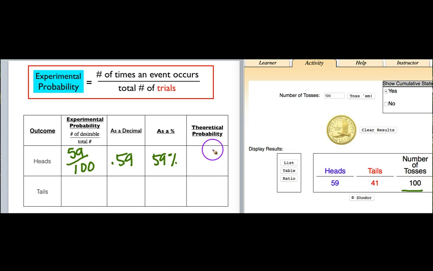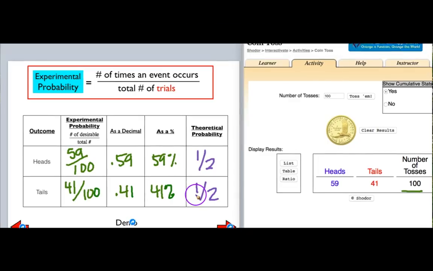Okay, so what about theoretical probability? Well, we'd expect heads to occur once out of the 2 different outcomes. So I would go ahead and put 1/2. Okay, so now moving back to tails. Well, tails was 41 out of 100. So that would be 41 hundredths, which is then 41%. And yet again, theoretically, we expected it to occur 1 out of the 2 different outcomes. So we would write 1/2.